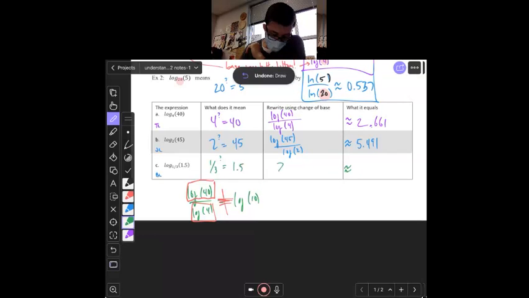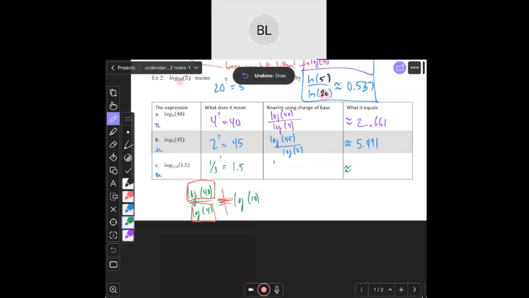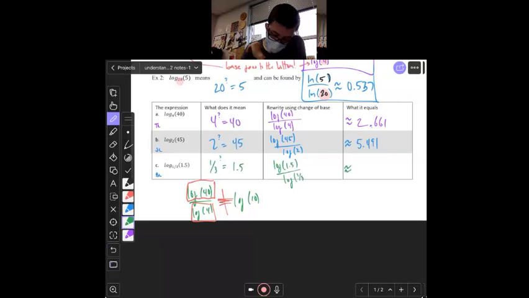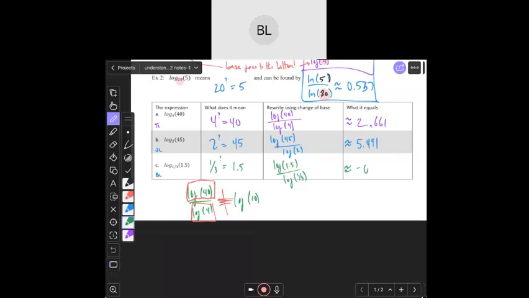Log 1.5 over log 1/3. Okay, log of 1.5 over log of 1/3. Good. What do you get? And then negative 0.369. Okay, so does it work, right? Does negative 0.369 work? So 1/3 to the.